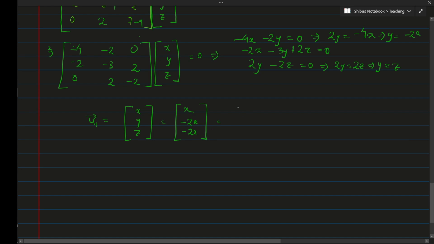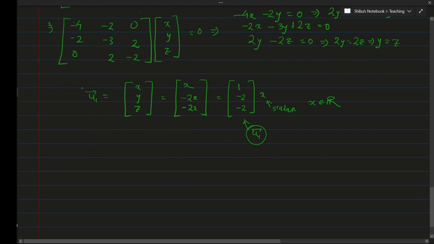So it will be the vector 1, minus 2, minus 2, and this is x. So u1 is this vector multiplied by any scalar. This is a scalar value, right? x can be any real number. Let x belong to the real numbers, and this is a vector. So we'll take this as the u1, right? Because this vector and u1 will be parallel, because this is a scalar multiple.